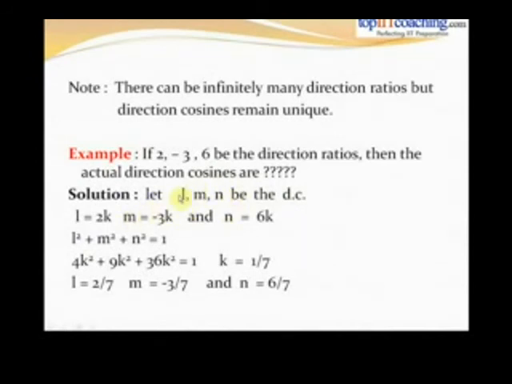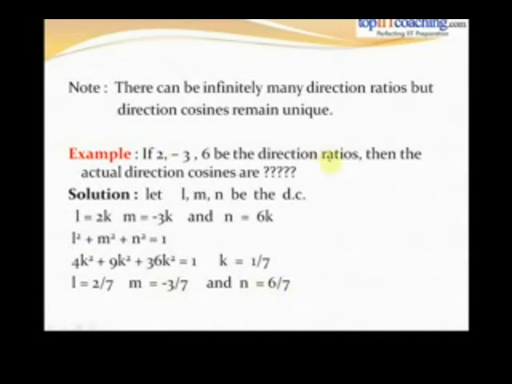Now L would be equal to 2 times k, M would be equal to minus 3 times k, and N would be equal to 6 times k. This is because we know that direction ratios are proportional to direction cosines. Now we also know that L square plus M square plus N square is equal to 1. Substituting these values over here, we get 4 times k square plus 9 times k square plus 36 times k square is equal to 1, or k is equal to 1 by 7. Thus we get the value of k equal to 1 by 7, and so L would be equal to 2 by 7, M would be equal to minus 3 by 7, and N would be equal to 6 by 7. Thus the final direction cosines are 2 by 7, minus 3 by 7, and 6 by 7.